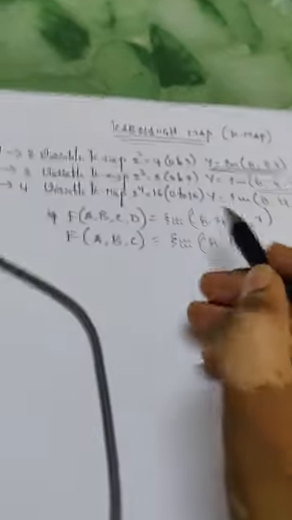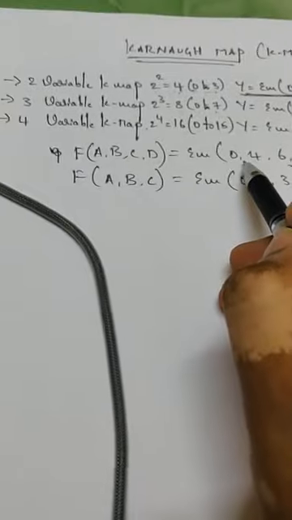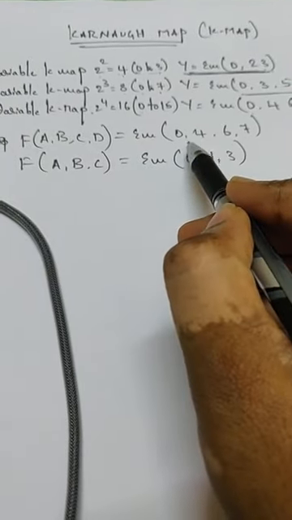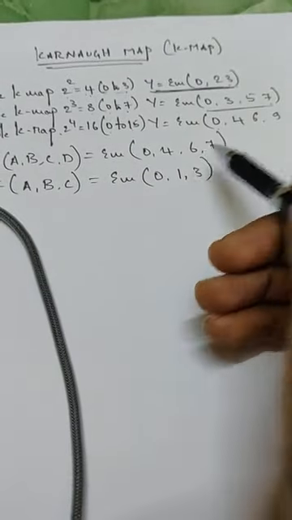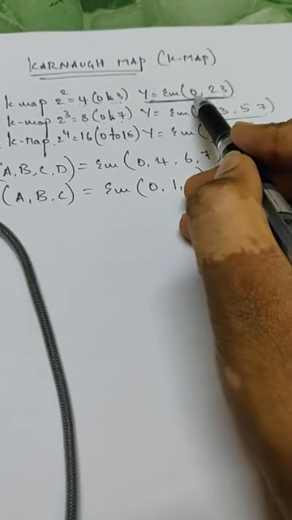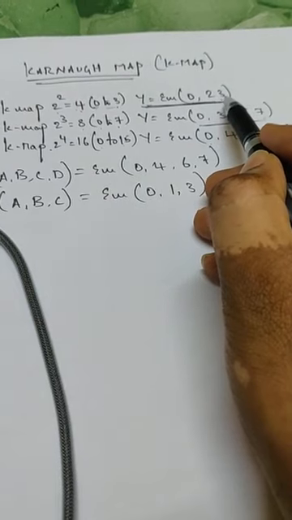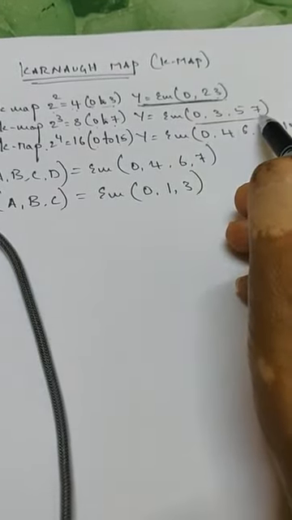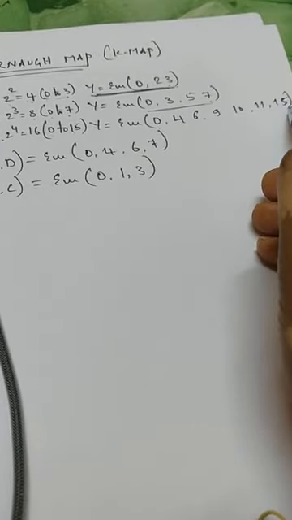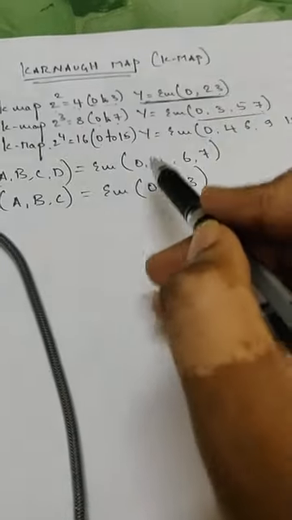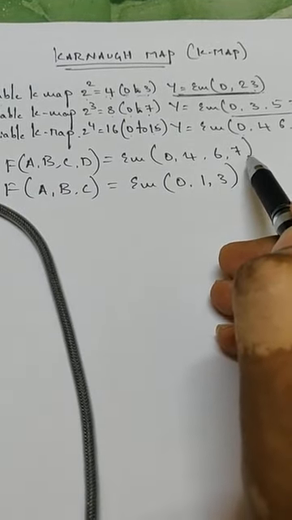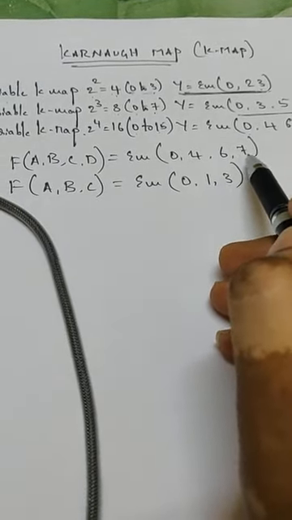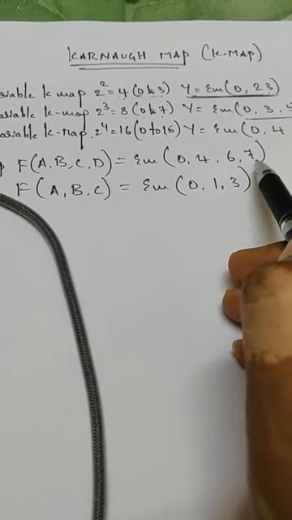Now tell me, which variable K-map is this? 0 is there, 4 is there, 6 is there, 7 is there. As I just told, if the numbers within the bracket are less than 4, it's a 2 variable K-map. If less than 8, it's a 3 variable K-map. If less than 16, it's a 4 variable K-map. Look at these numbers: 0, 4, 6, 7. These numbers are less than 8, right?